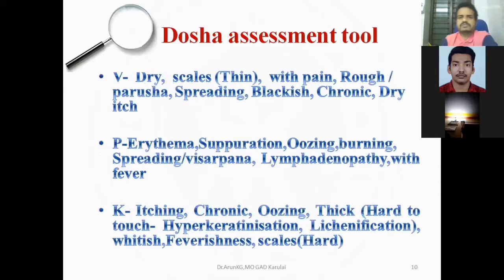This slide shows one dosha assessment tool. In a Vata predominant lesion, there will be dryness, thin scales, then pain, ruja, then the lesion will be rough or parusha, and the spreading nature will be there, then blackishness, then the lesion will be chronic, then dry itch. We all know that dry itching is a feature of Vata. In lichen simplex chronicus and lichen planus, there will be much itching. Actually, that kind of itching can be attributed to Vata predominance.